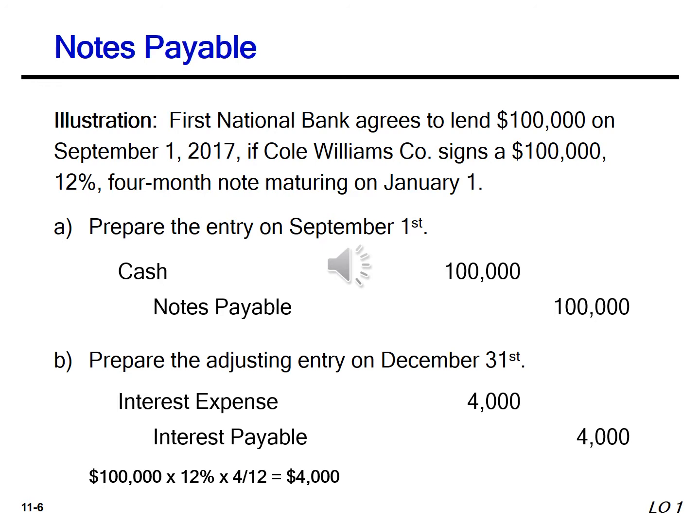The entry on September 1st is going to be recorded as follows. We're going to debit cash account 100,000 and credit notes payable account for 100,000. The adjusting entry on December 31st is going to be to debit interest expense on that promissory note. So we're going to calculate the interest on the 100,000 at 12%, but we're going to multiply it by 4 over 12, which is 4 months out of the 12 months total in a single year. So we're debiting interest expense for 4,000 and crediting interest payable.